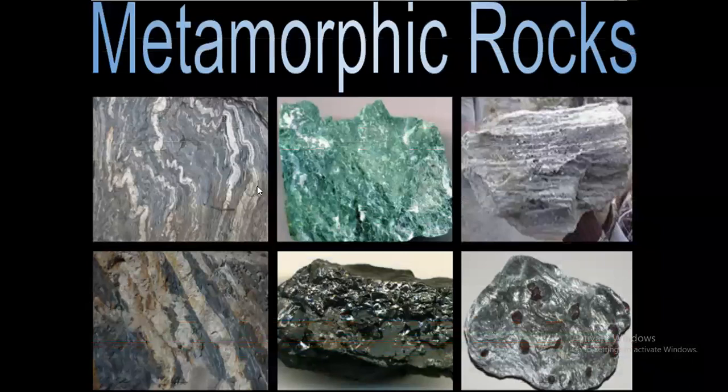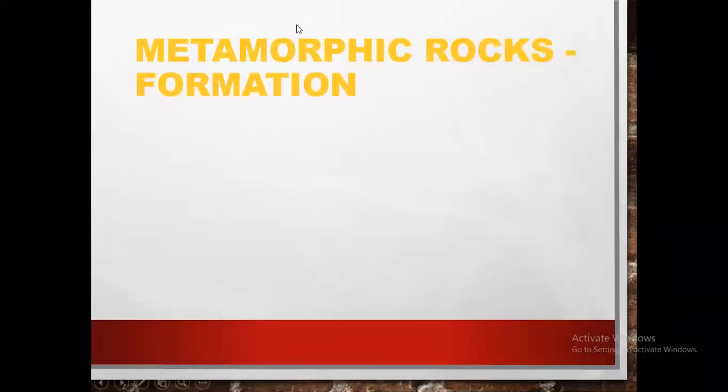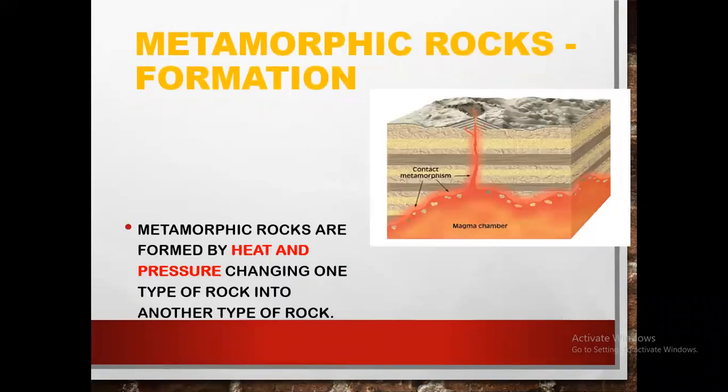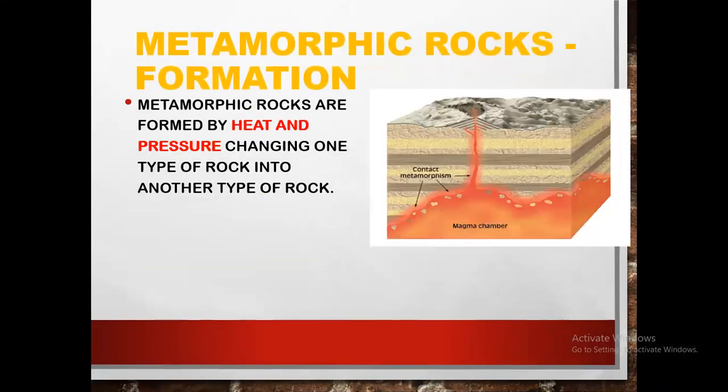And the third type of rock, which is metamorphic rocks. Basically, I want you to know that any type of rock can be a metamorphic rock, whether sedimentary, igneous, or even metamorphic rock. It can change into metamorphic rock by what? By two main forces: heat and pressure. So metamorphic rocks are rocks formed by heat and pressure. That's a change in one type of rock into another type of rock.